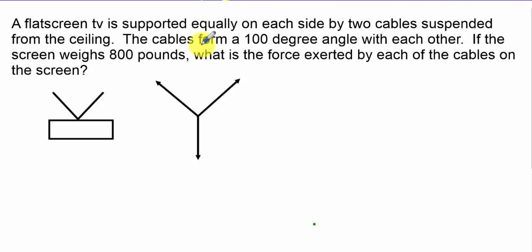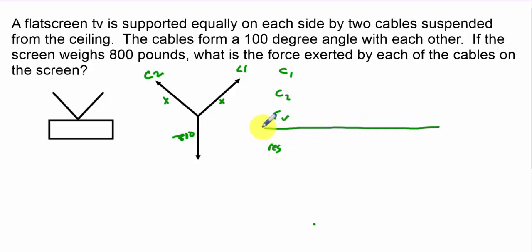Now, the cable forces are unknown. I'm going to call these X. And the force on the TV is negative 800. And let's call this cable 1 and cable 2. Now, in order for that TV to hang in place, we have to have a resultant force of the three forces acting in this case of 0. It's called static equilibrium. So, cable 1 plus cable 2 plus the TV has to equal a resultant. So we're adding three vectors in this case.